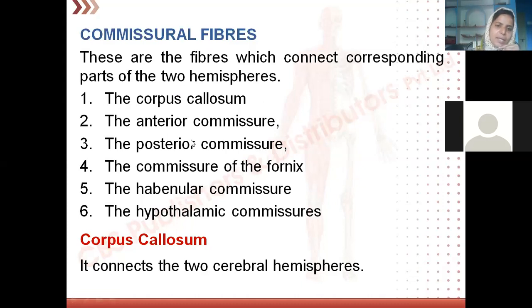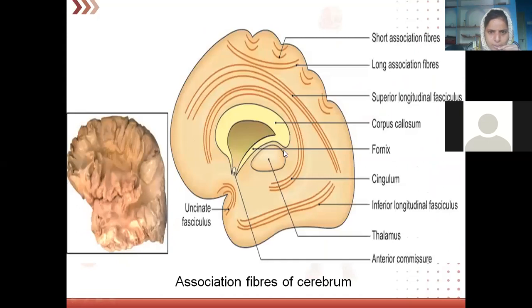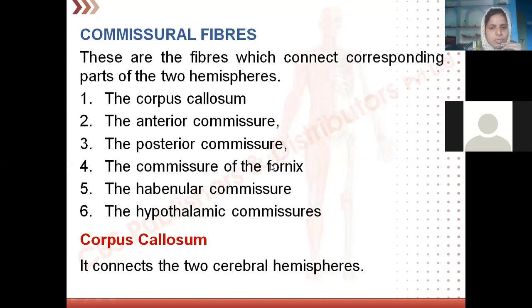In the anterior, I'll show you. See, this is the anterior aspect. At this point we will have a small connection, the area for the anterior commissure. Behind, you will have the posterior commissure, and the commissure of the fornix. What the fornix is, we will also see. Habenular and hypothalamic commissures, I can show you with the help of diagrams.